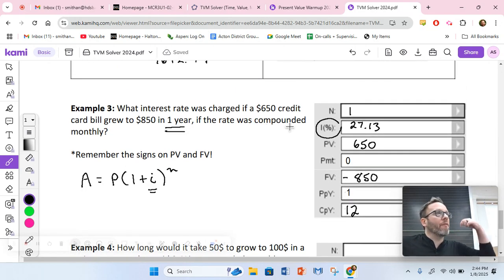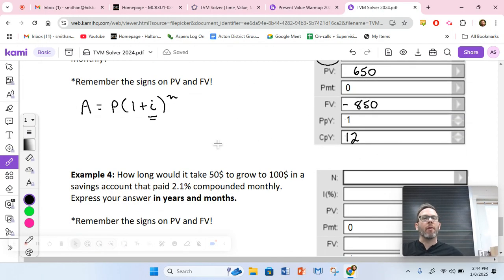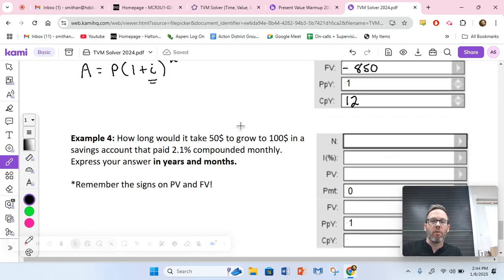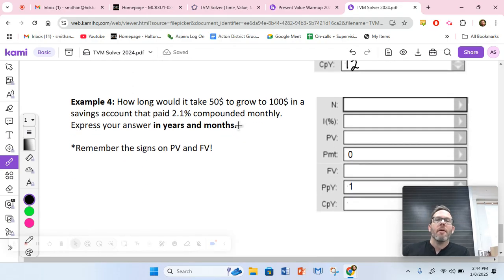So we can do future value questions, present value questions. We can do a new type of problem where you find an interest rate. We can also do problems where we find how long it will take an investment to grow. So let's do this one. How long would it take?